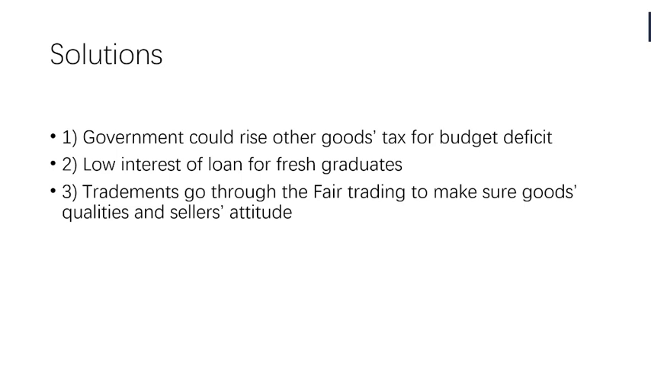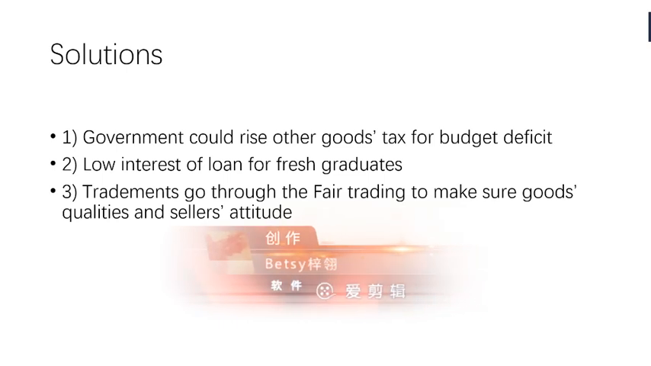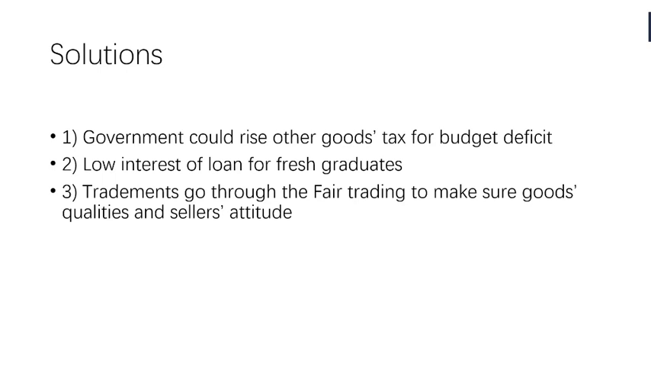Now we have some solutions to the negatives. First of all, the government could raise the tax on other goods for the budget deficit, then they can get some money back. And secondly, the government can go through some policies to get a lower interest rate on loans for fresh graduates, which can give them less pressure to buy a house and pay back the loans. And the third one is that all the treatments can go through fair trading, where the government sector can make sure the quality of houses the consumers buy is good, and the sellers won't have bad attitudes to the consumers, which can give consumers a very good shopping experience in the market.